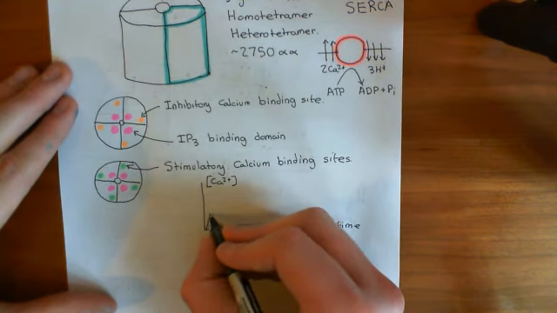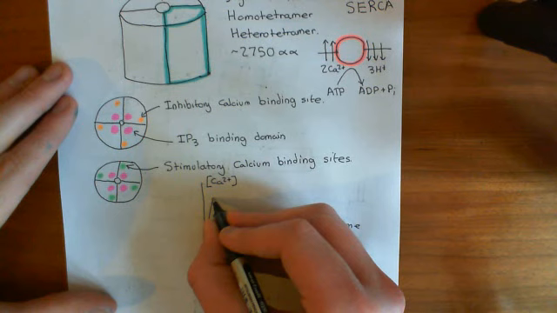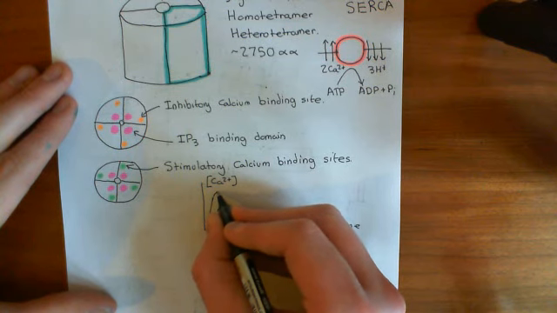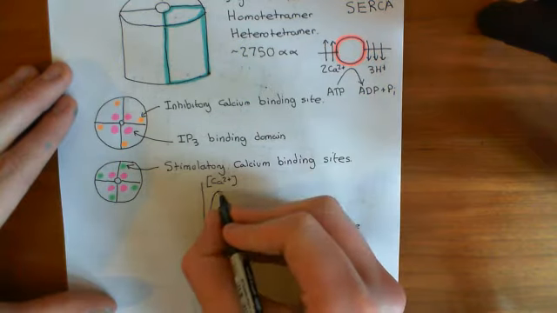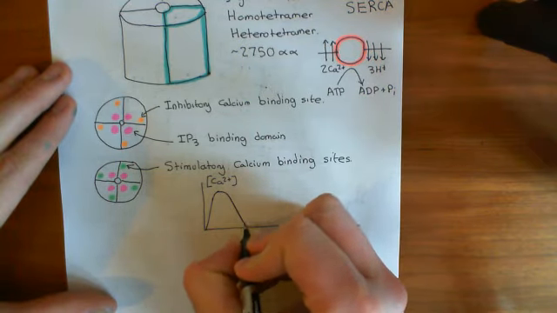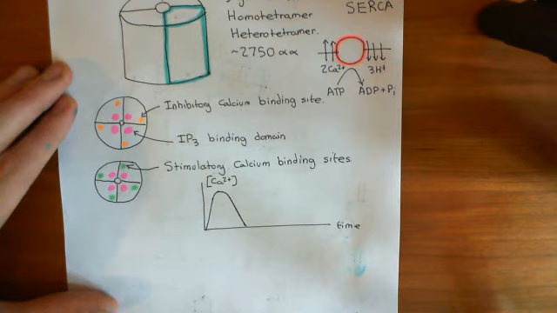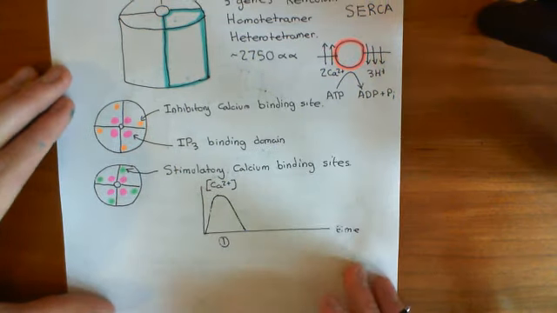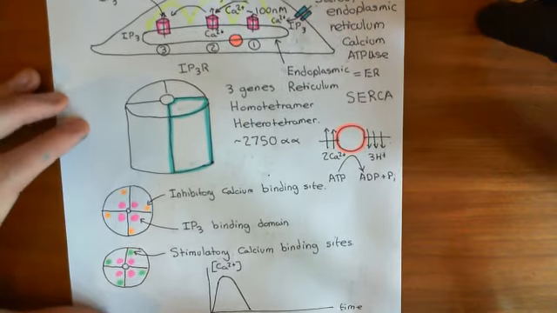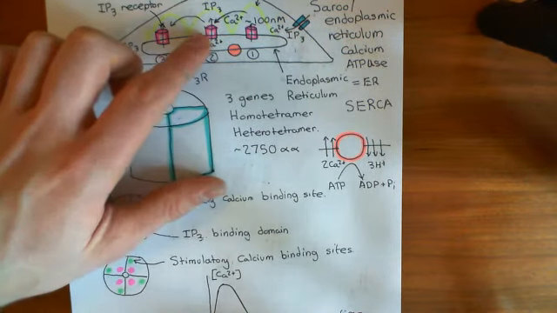Calcium is going to go up in the vicinity of that IP3 receptor. Then the IP3 receptor is going to be inactivated, so it's not going to go up any further, and then it's going to gradually go down as SERCA returns it into the ER. So this is position 1. Now, let's plot the same thing for position 2. So position 2 is up here.